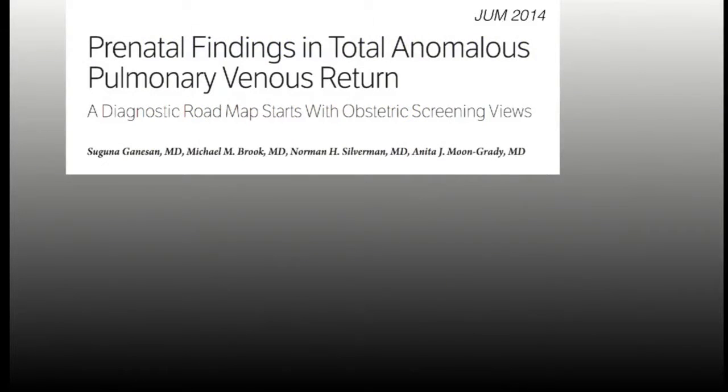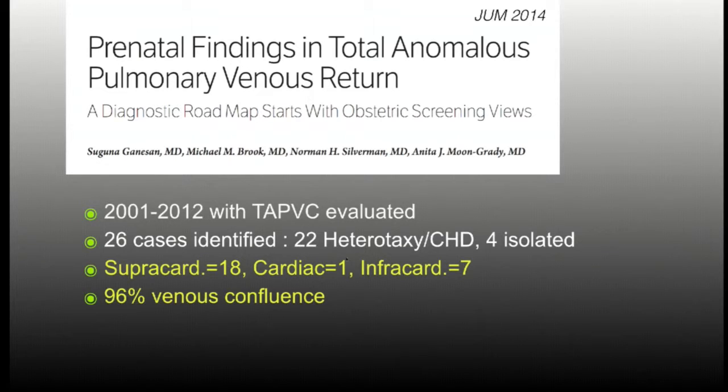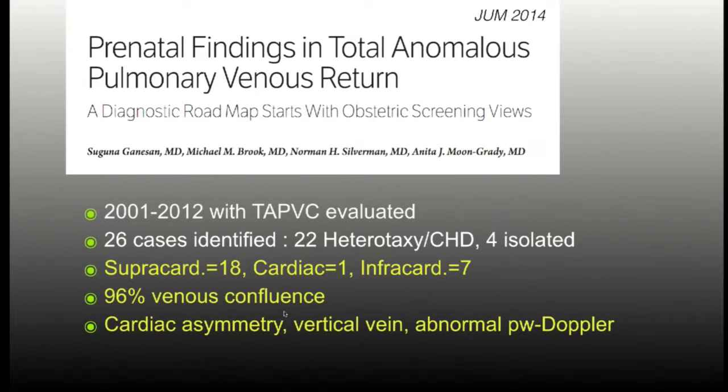And if you look at this paper published last year from California, from Anita Moon-Grady, you will see that in 11 years, they found 26 cases identified. 22 had heterotaxy or cardiac abnormality, and 4 were isolated. In this group, 18 were supracardiac, 1 was cardiac, and 7 were infracardiac. And almost all had a venous confluence. This is why it's an important hint, and I want to emphasize it in this talk. Other signs, like cardiac asymmetry and vertical vein, were more or less present, but not very efficient.